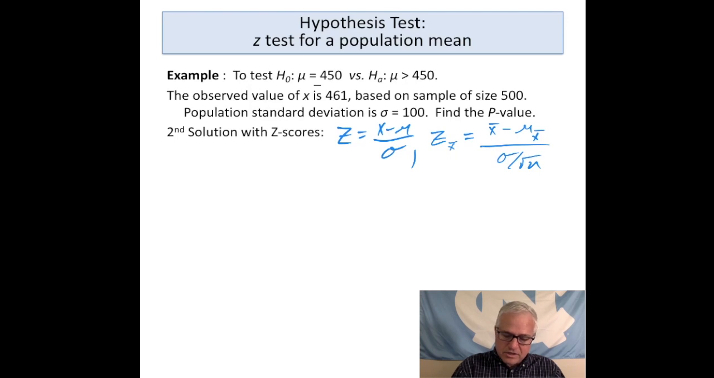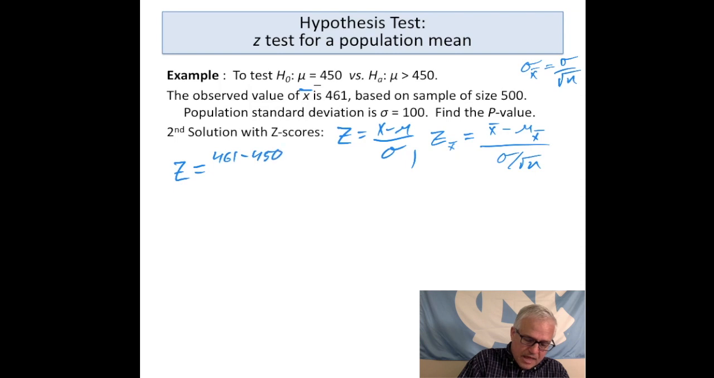I could have just written sigma sub X bar there, but I wrote sigma over root n, or SE sub X bar, whatever you like. So the z-score that we want is the X bar that we observed, 461, minus mu sub X bar, which is the same as the population mean, 450, divided by sigma, which is 100, divided by the square root of 500. And if you calculate that z-score, we get 2.46.